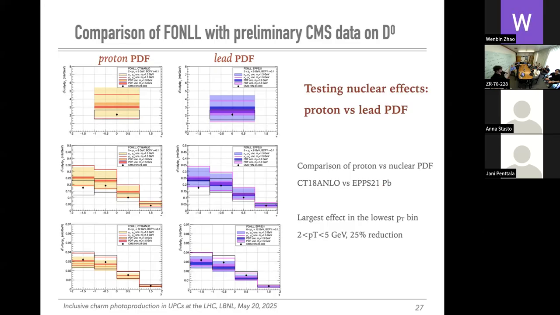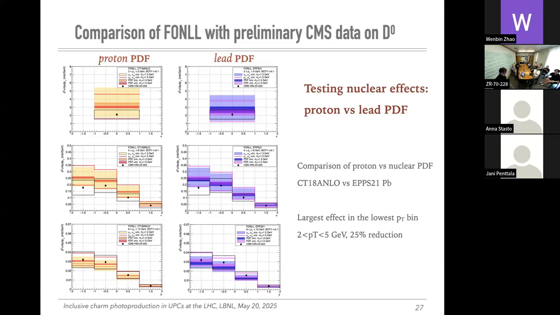NLO, because this is the proton baseline for the EPPS, okay? And then now I show you just the comparison here. And then here also different mass variations. So the red one is 1.5 and the orange one is 1.3, right?